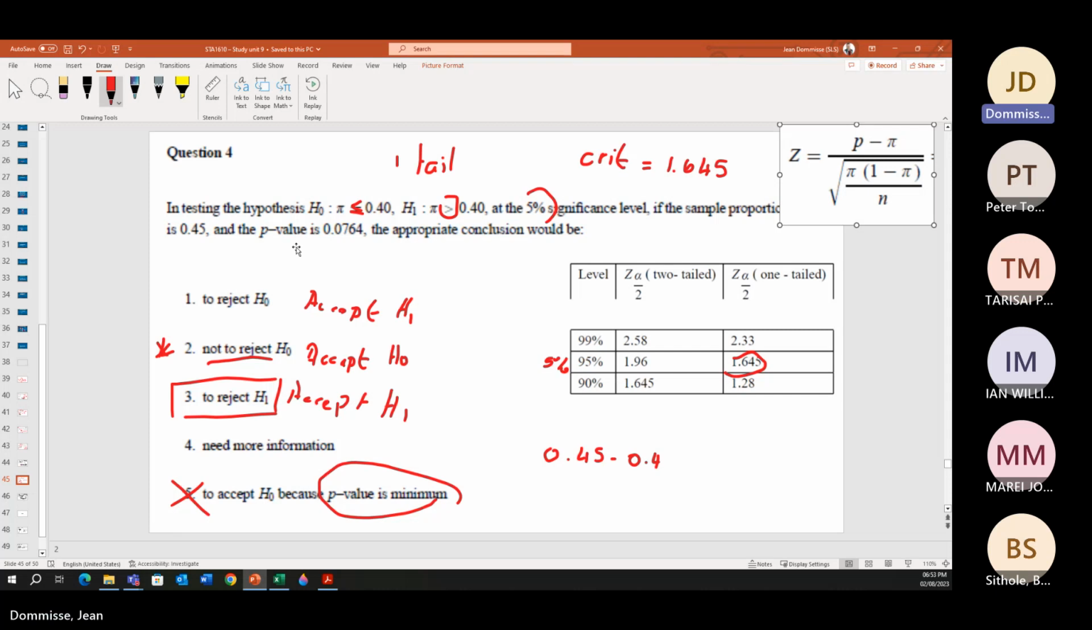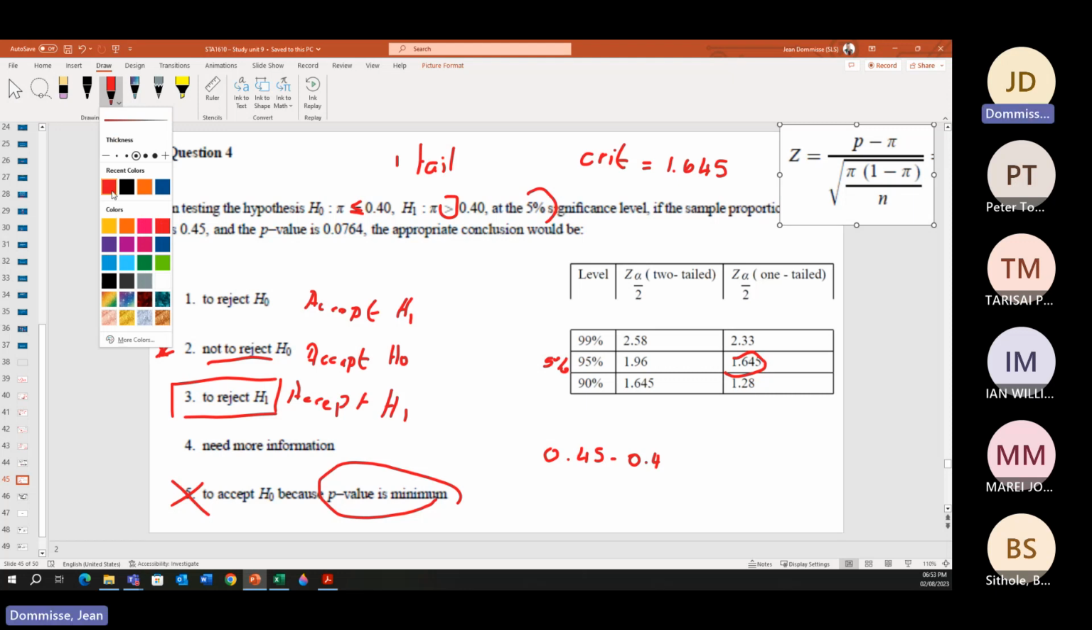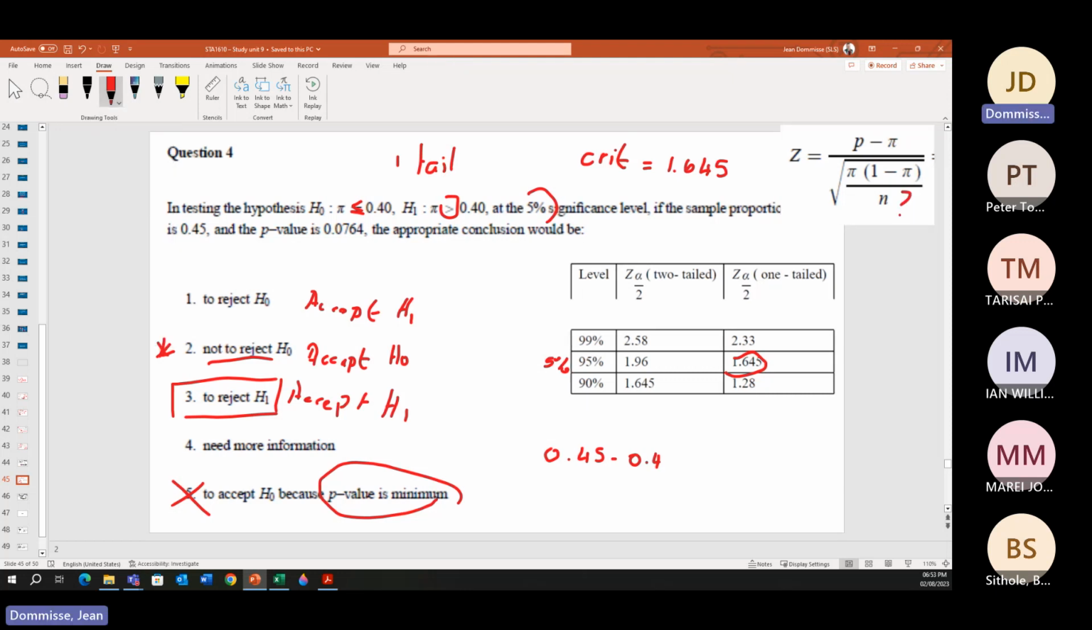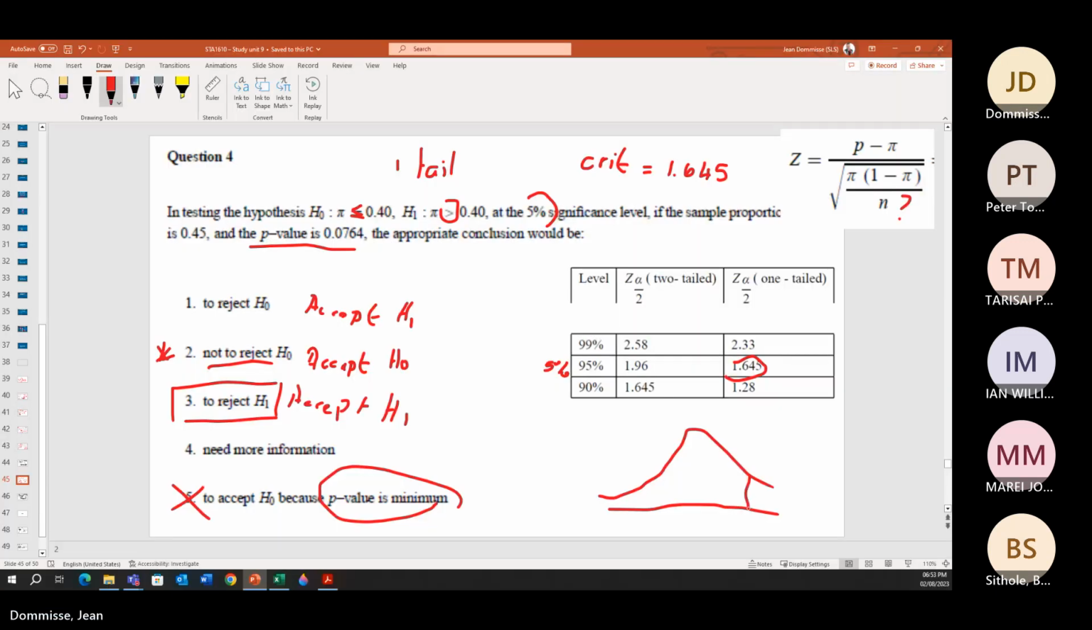Okay, so they did not tell us the n. They did not tell us what that n value is. So that is sometimes why we will say I need more information, but we know if they give us that p-value, that is going to be the p-value. It's going to be 0.0764.